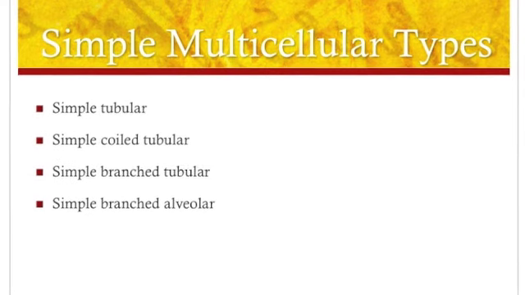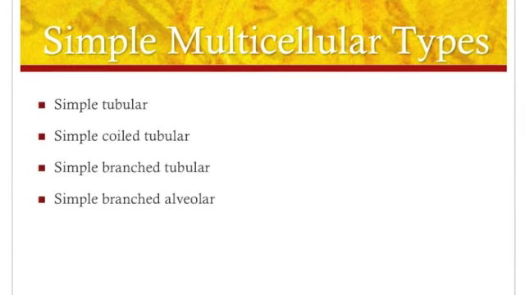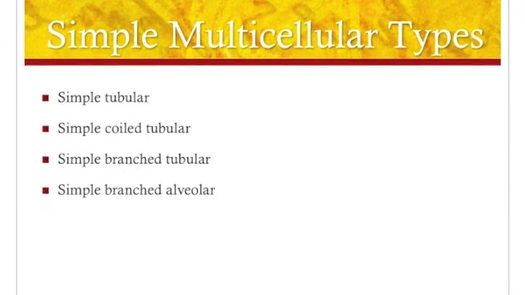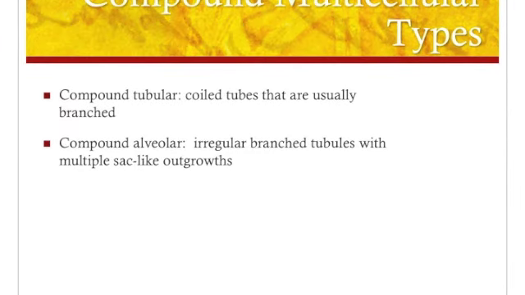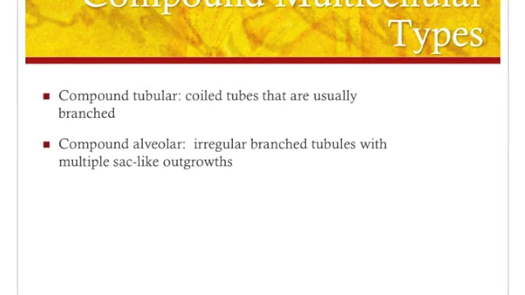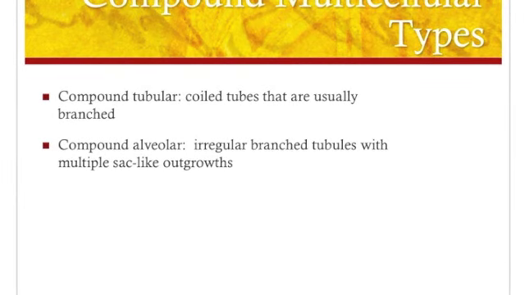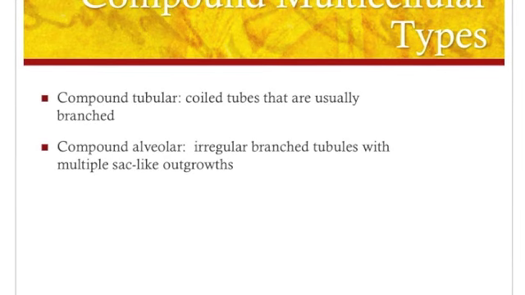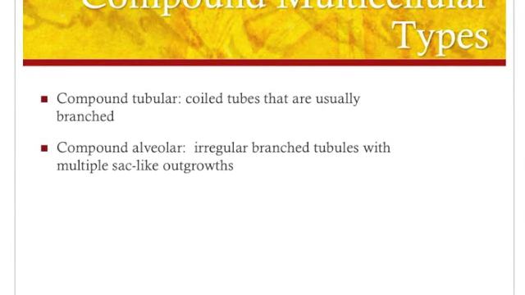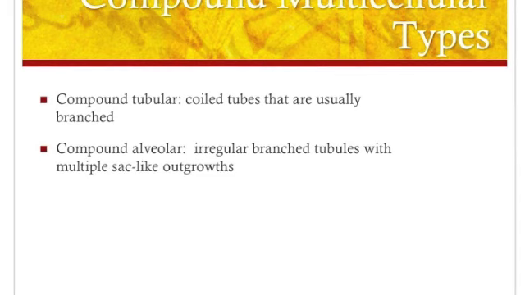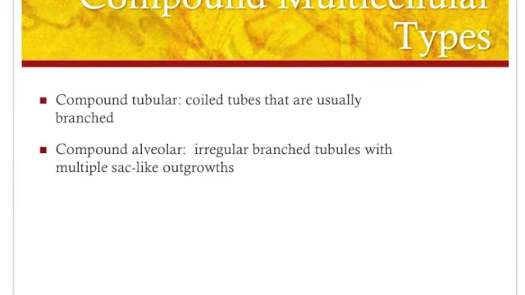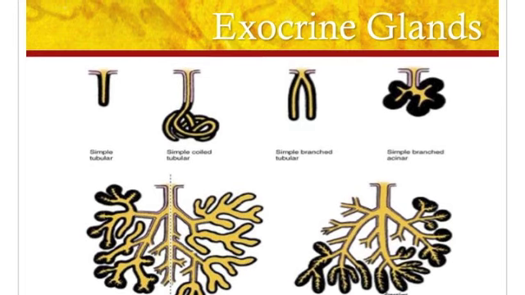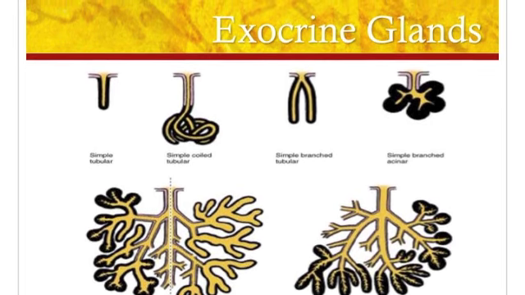The simple multicellular types include simple tubular, simple coil tubular, simple branch tubular, and simple branch alveolar. Compound tubular glands or coiled tubules are usually branched and can be found in the bulbourethral glands of the males. Compound alveolar glands are irregular branched tubules with multiple sac-like outgrowths. An example would be the mammary glands. This is just a picture explaining the exocrine glands.